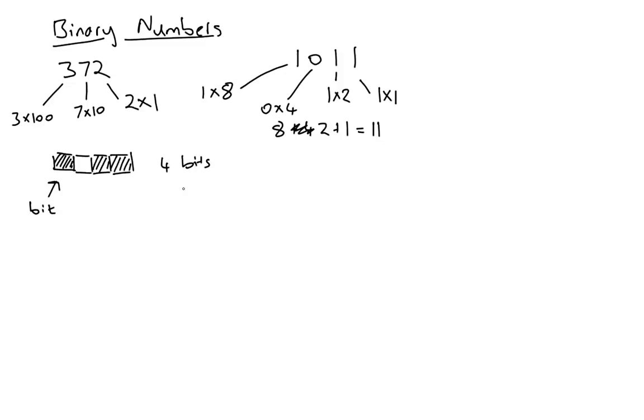And the other thing I want to mention is that bits in the computer's memory are organized into bytes. So a byte is 8 bits. So let's have 1, 2, 3, 4, 5, 6, 7, 8. So we've got 8 cells here. Let's check this: 1, 2, 3, 4, 5, 6, 7, 8. And this is called 1 byte. So we've got bits and bytes.